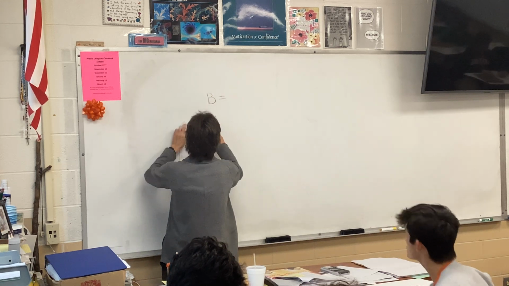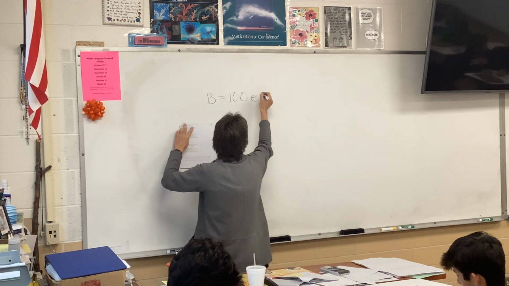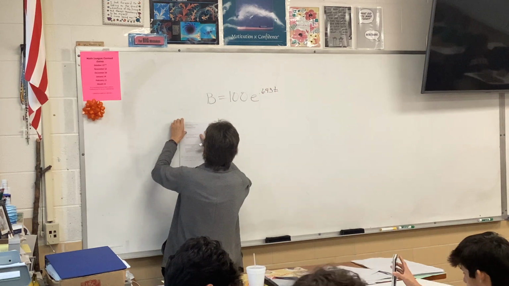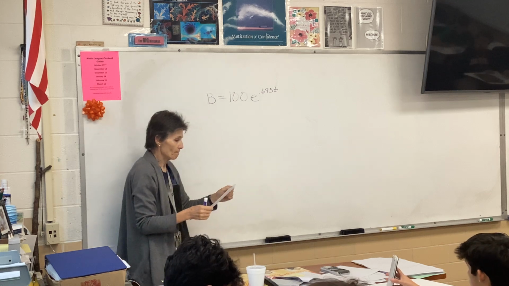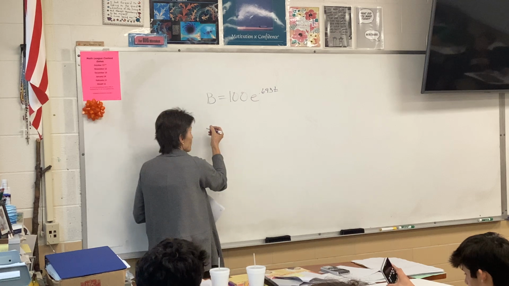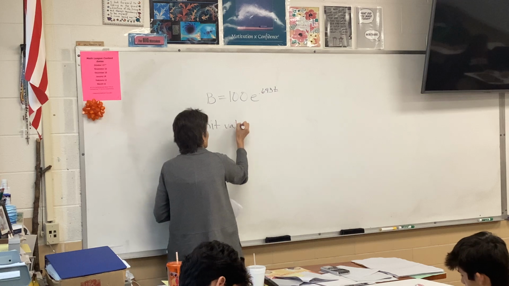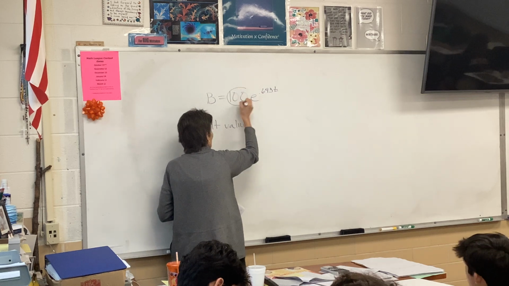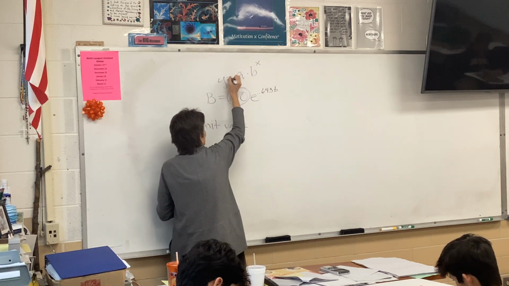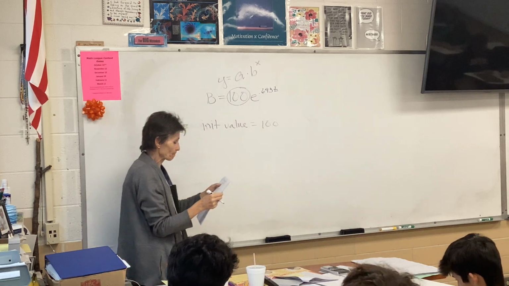B equals 100 e to the 0.693 t. My old eyes are having a hard time. Did I copy that right? Yeah. Okay. What is the initial number of bacteria present? 100. So your initial value is always your A. This is A times B to the X. This is your A. So the initial value is 100 bacteria.